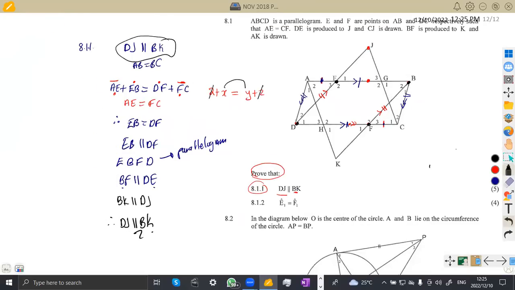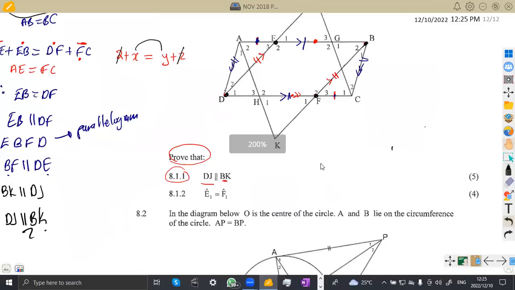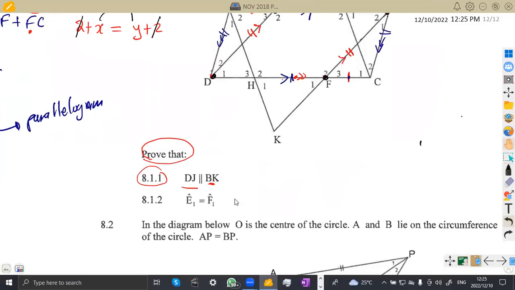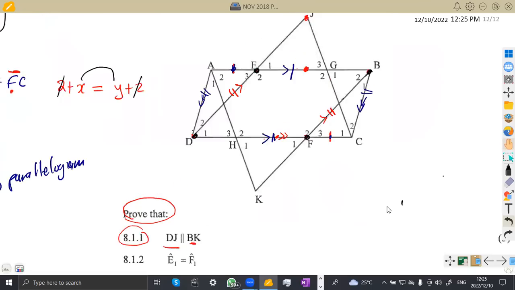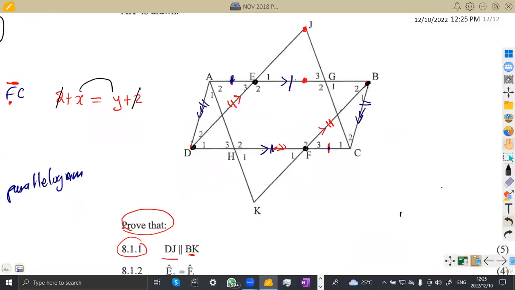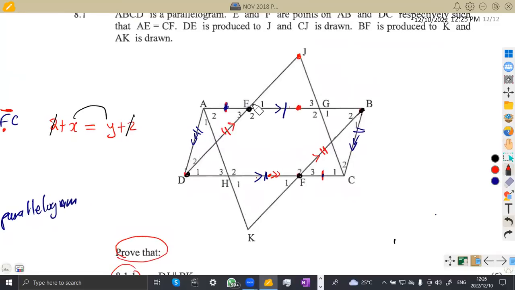All right, on the other part, we are now given 8.12, we need to prove that angle E1 is equal to F1. Okay, this is what we have. Where do we have angle E1? This is E1 here. This angle E1 that I'm indicating here is equal to this angle F1. So if you are given that type of question, it's for you to trace out equal angles until you find another one. So it depends on where you want to start.